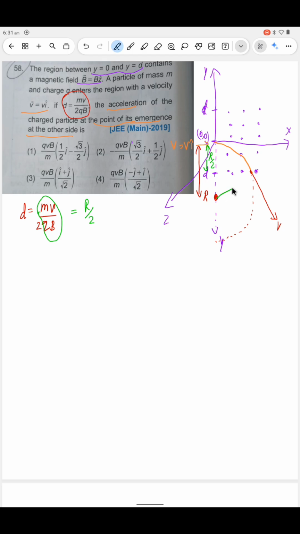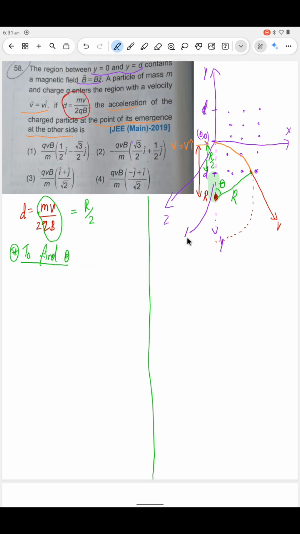Now this is the radius. This is also radius, because it's a circular path, and this is the angle theta which is turned. So we need to find out this theta first. Next target is to find the theta. And what about this distance? This distance is nothing but r cos theta. This is the adjacent side, so that can be taken as r cos theta.